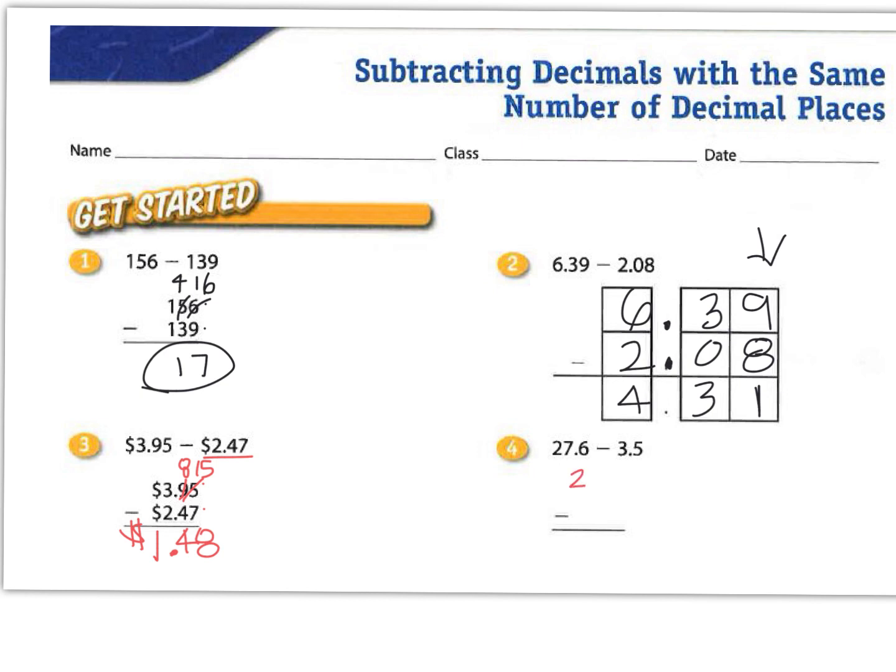Here we have 27 and 6 tenths minus 3 and 5 tenths. Notice how I lined up those place values. 6 minus 5 is 1. Bring down that decimal point. 7 minus 3 is 4. And then 2 minus nothing is 2.